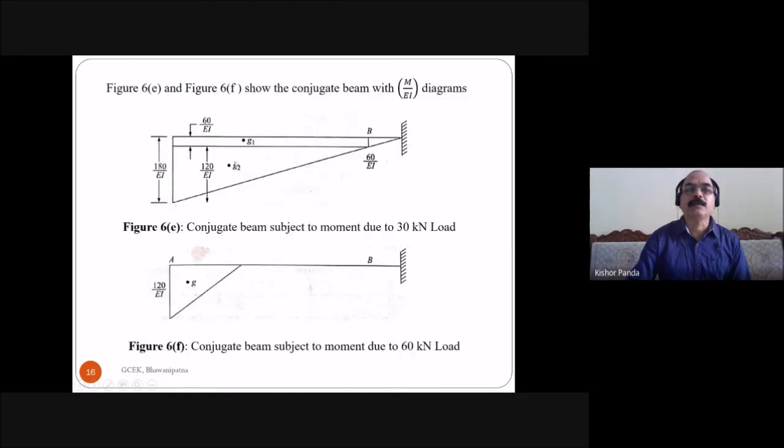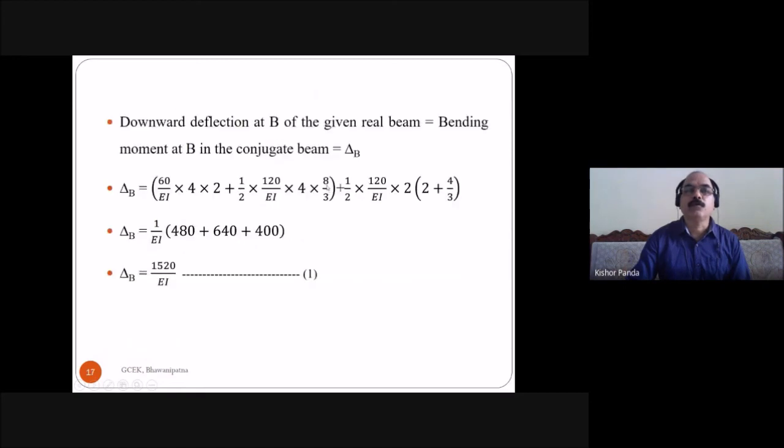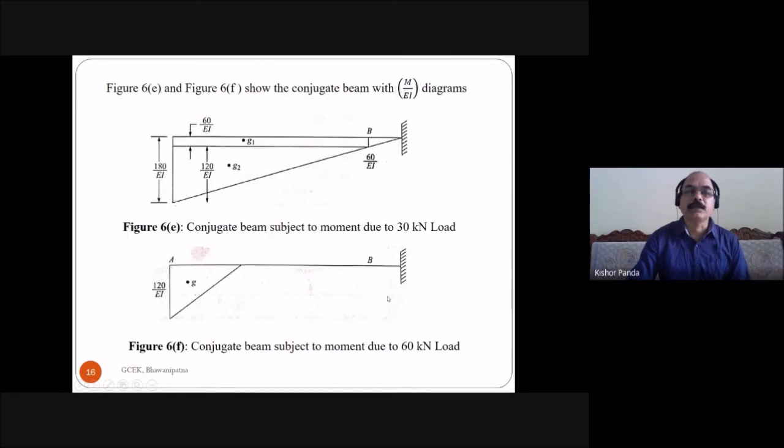Then what is the CG of this triangle from the point B? Because this is a triangle, from this side you have to take this length, which is 4, so 2 into 4 by 3. The CG is 2 into 4 by 3, which is equal to 8 by 3. Plus you have to take this one.